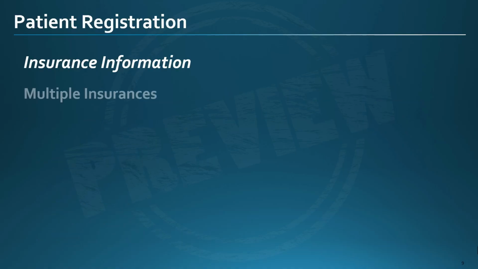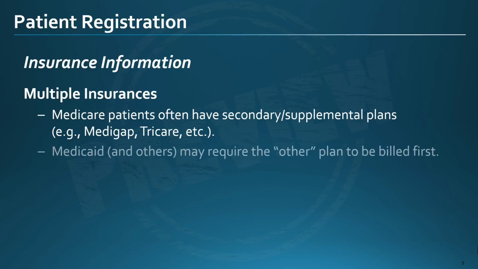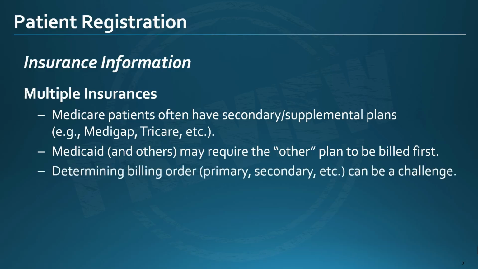Some patients may have multiple insurance plans. Medicare-aged patients often have secondary or supplemental plans, such as Medigap, TRICARE for Life, or employer-sponsored coverage. Some Medicaid patients may have other insurances that should be billed first before Medicaid covers remaining costs. For those who do have more than one plan, it's essential to determine which is primary versus which is secondary. There are actually certain rules which are used to determine which of multiple insurances would be primary, secondary, or even tertiary.